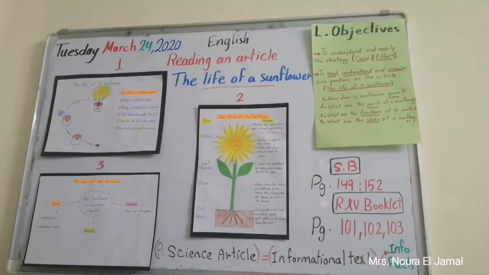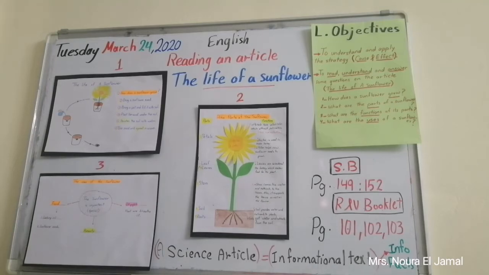Now we will have a reading. Today we will read a science article. So what's the kind of our article today? It's a science article. What's the meaning of science article? It means an informational text. An informational text gives us information and also facts about a topic.